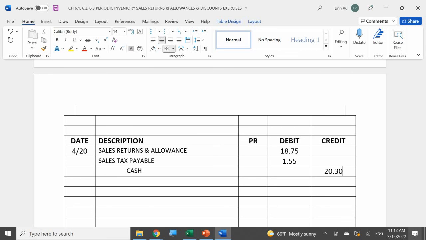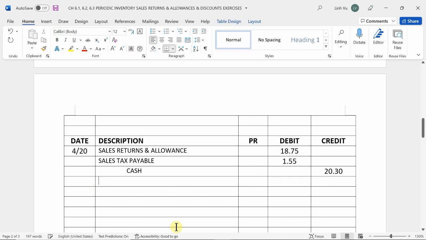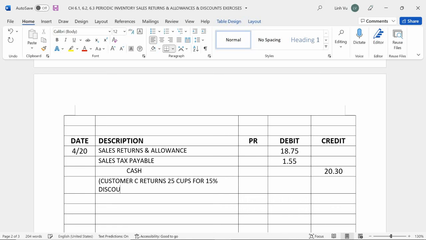Okay. So then I'm going to go ahead and make a note here that customer C returns 25 mugs, or cups, excuse me, for 15% discount. Okay.